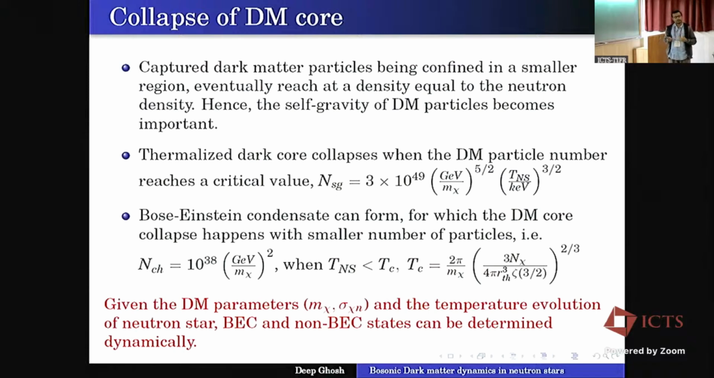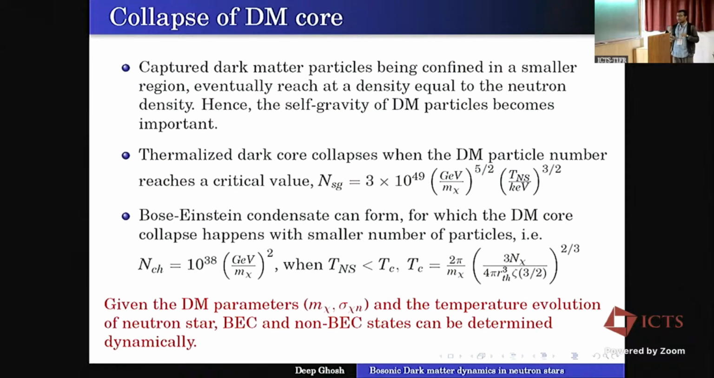Now, as we are talking about bosonic dark matter, it can also form a Bose-Einstein condensate inside the neutron star. If this happens, then we need a smaller number of particles to collapse this dark matter core, because in a Bose-Einstein condensate the thermal pressure is negligible. The pressure is only coming from the zero-point energy, the quantum pressure. But we have to satisfy this condition.